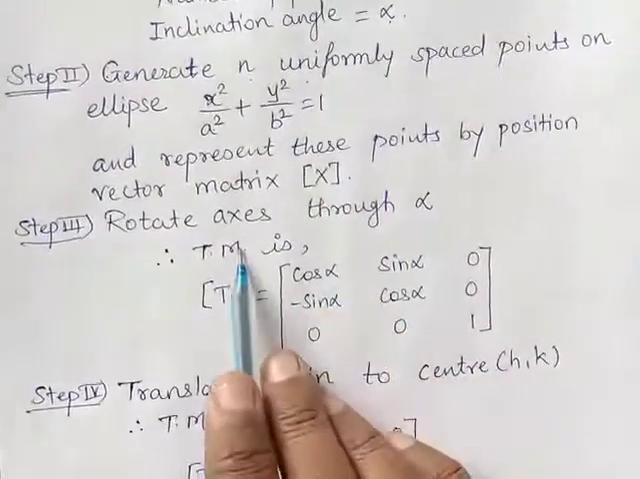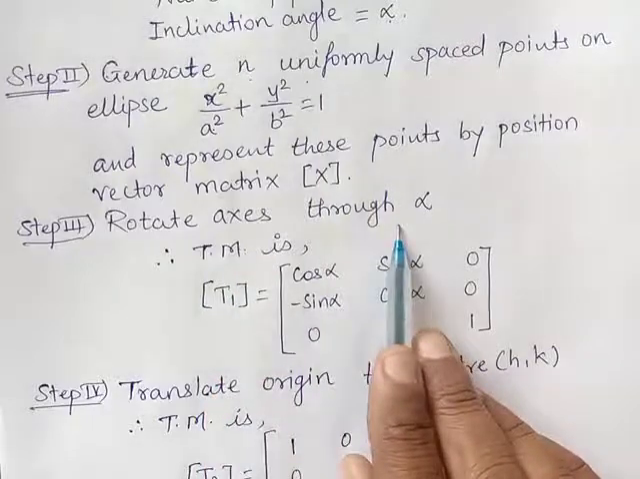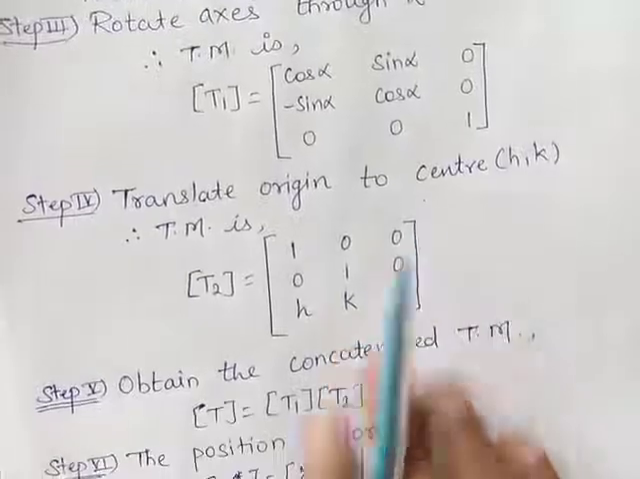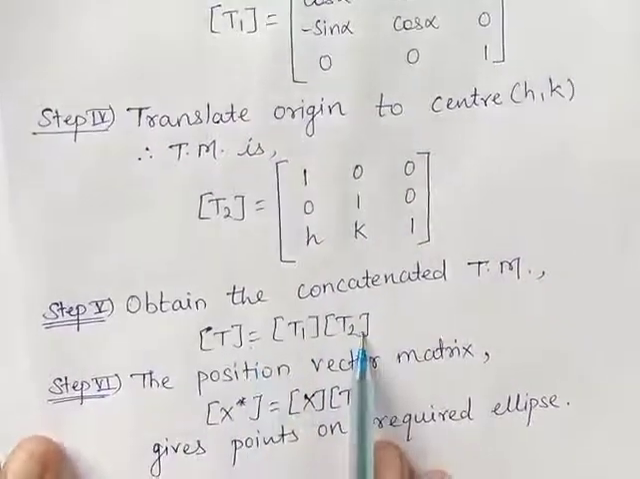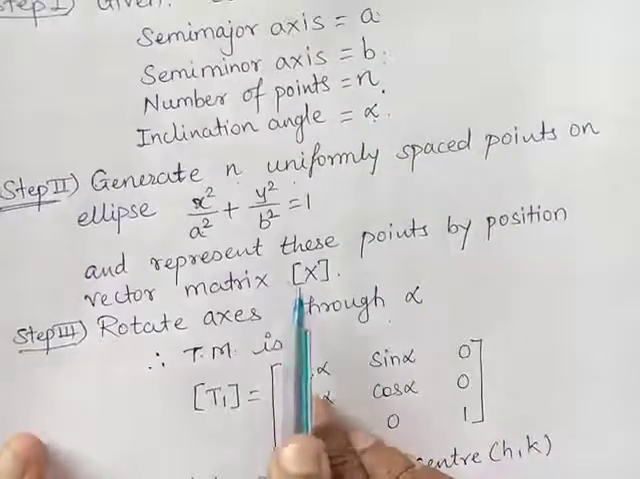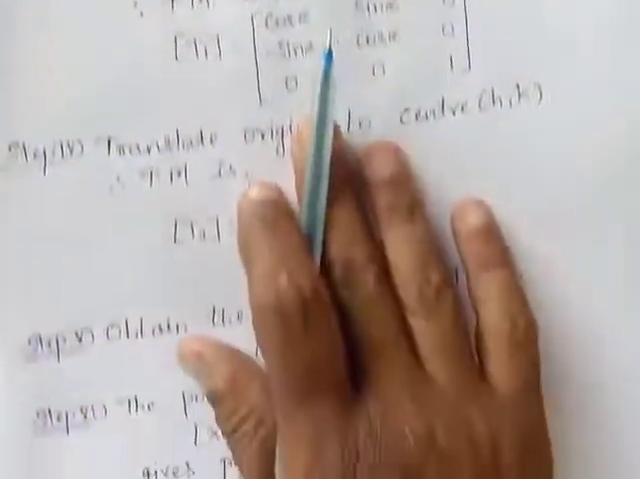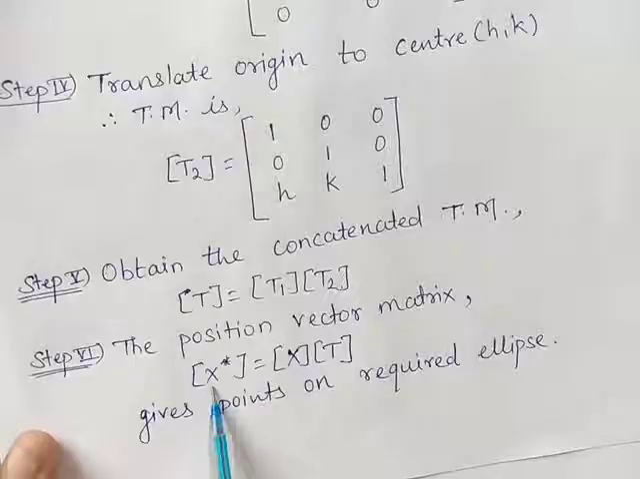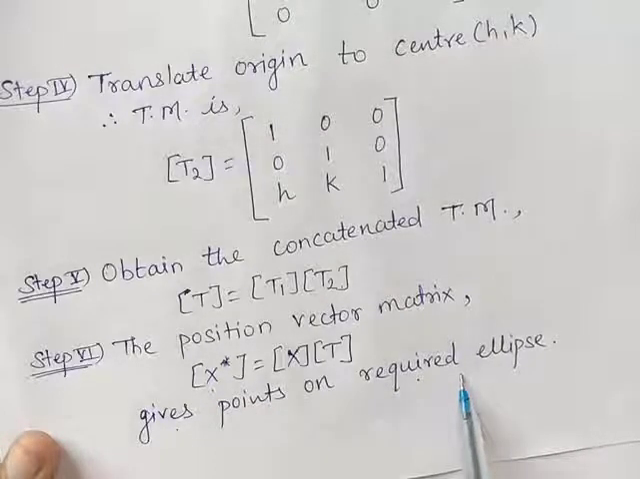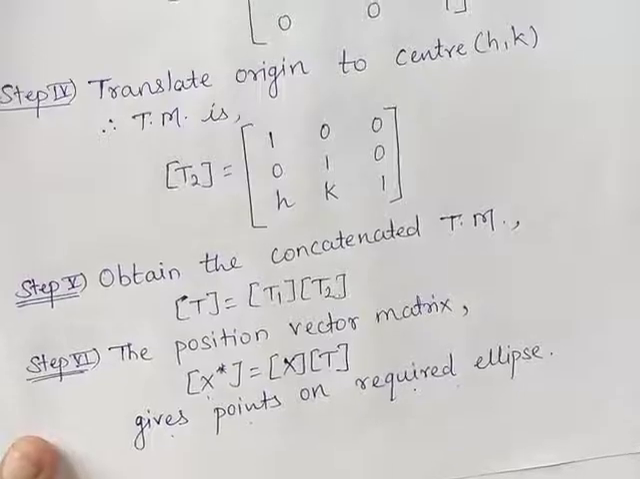Now rotate these through an angle alpha, then translate the origin to center (h, k), obtain a concatenated transformation matrix, and then apply it on the position vector matrix which is obtained in step 2, so that we will get a new position vector matrix which represents the points on the required ellipse. Now let's take an example on this.